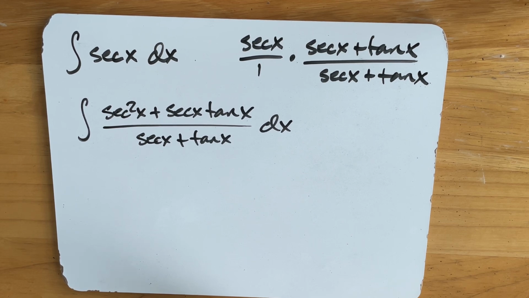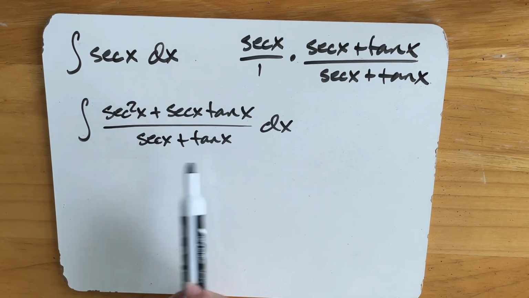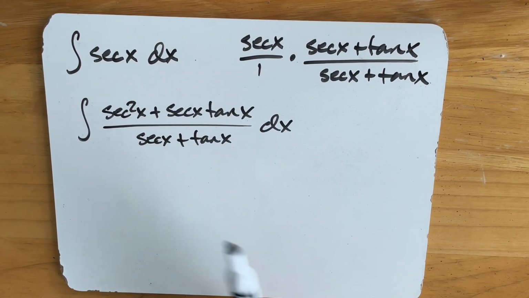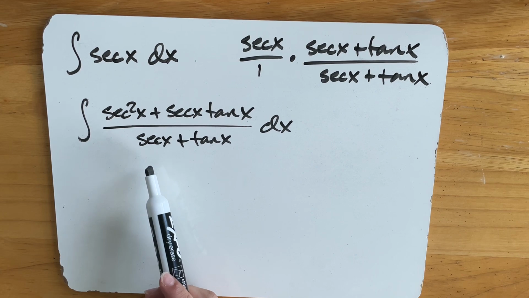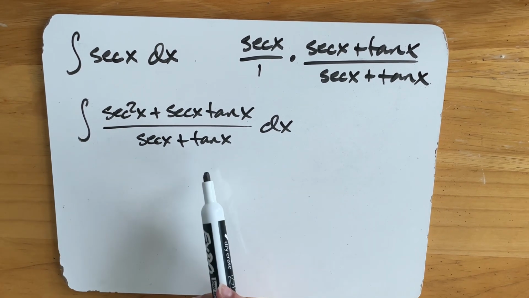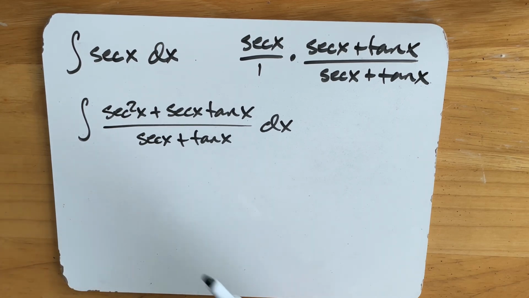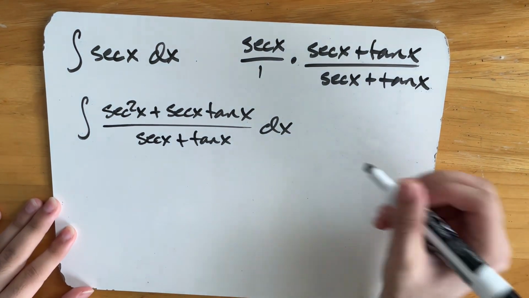If you don't see it, I'll walk through it with you. If we took the denominator and differentiated, we'd see what we get: the derivative of secant x plus the derivative of tan of x. The derivative of secant x is secant x tan of x, and the derivative of tan of x is secant squared x. So the derivative of the denominator is secant x tan of x plus secant squared x, and notice that's what we have on the top. So this sets us up for a supreme u substitution.